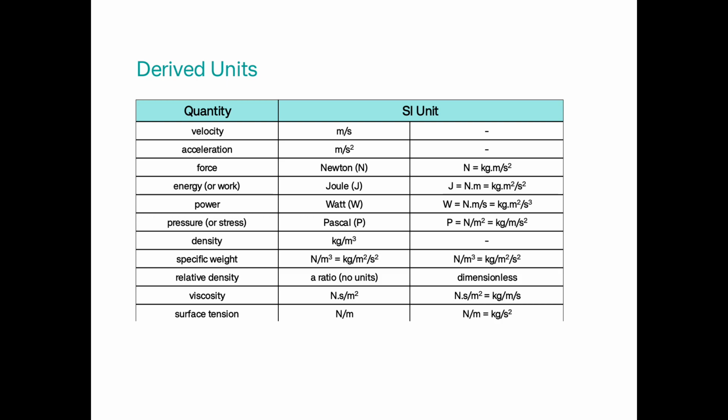Now the derived quantities. Some of the examples which I have mentioned here: velocity, acceleration, force, energy, power, pressure, density, specific weight, relative density, viscosity, and surface tension. Most of these are the properties and the essential variables to understand the fluid and fluid mechanics. All are said to be derived units with their corresponding SI units.